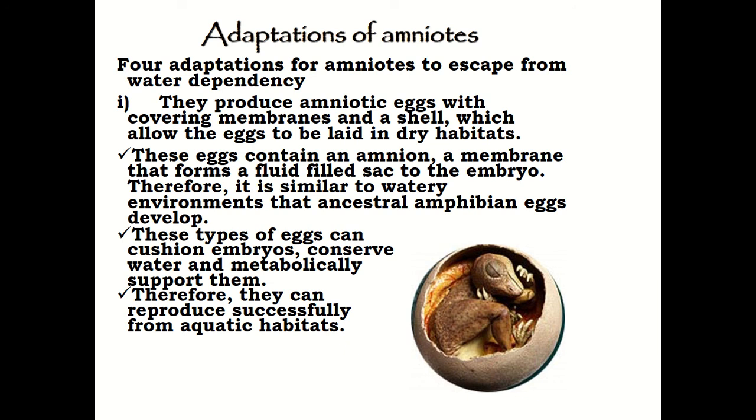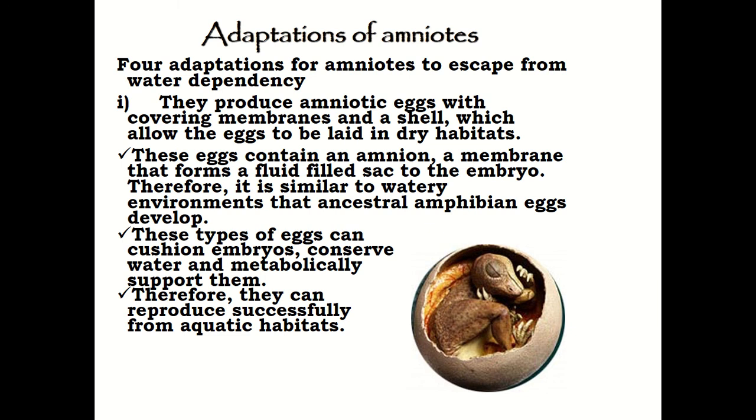Okay, so this egg contains the amniotic fluid, which refers to the membrane that forms a fluid-filled sac for the embryo. Therefore, it is similar to a watery environment, the fluid similar to the watery environment in which ancestral amphibian eggs develop, and also the amniotic egg can cushion the embryo. They help to conserve water and metabolically support the embryo by providing the egg yolk and also the albumin. Therefore, they can reproduce successfully away from the aquatic habitat.